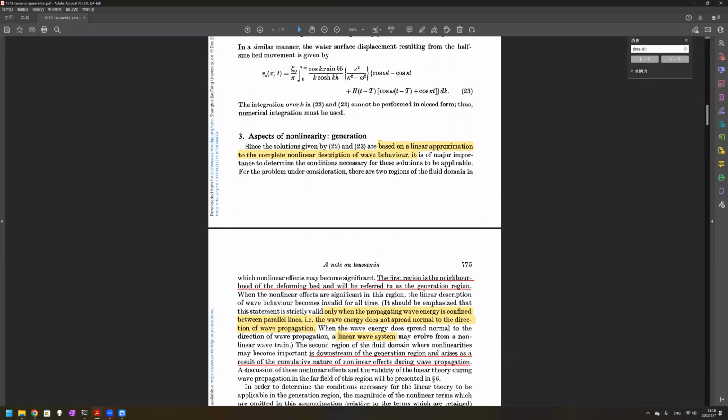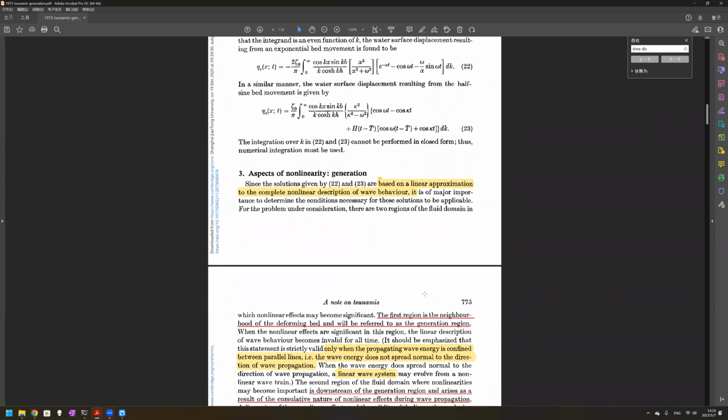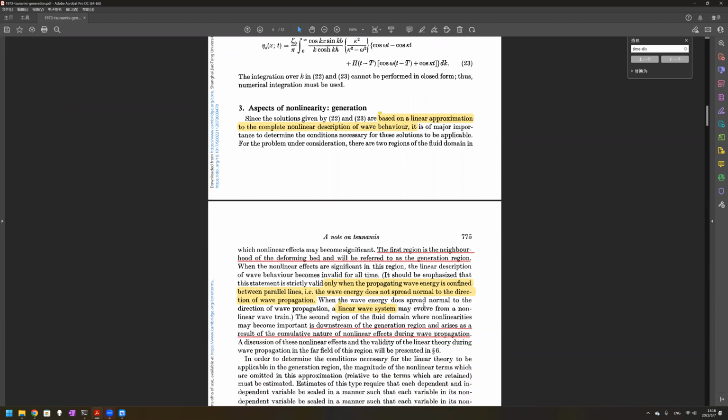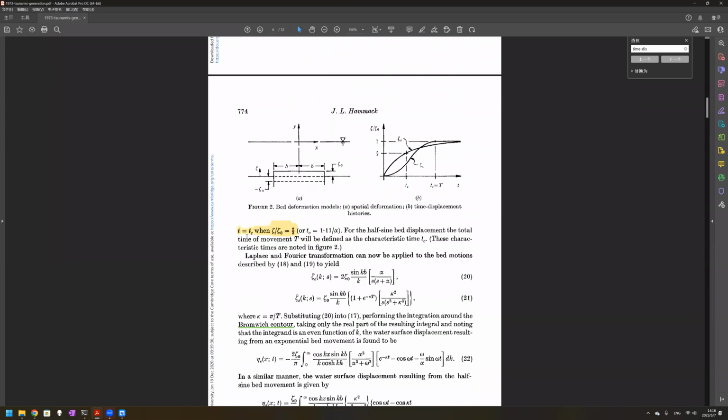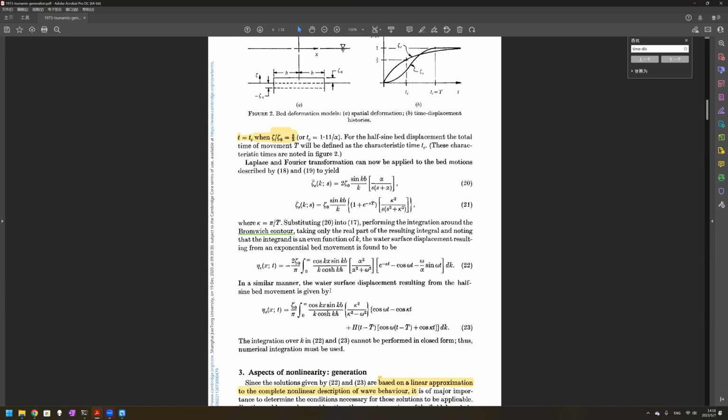Now, as I said, there's a fast exponential movement and a slow half-sine movement. How to distinguish the fast and slow is defined by a characteristic time here, Tc. The characteristic time Tc is defined as when the deformation has reached 2/3 of the total displacement. The total amplitude of deformation is called zeta naught. So when zeta is 2/3 of the total zeta naught, we call that time the characteristic time.